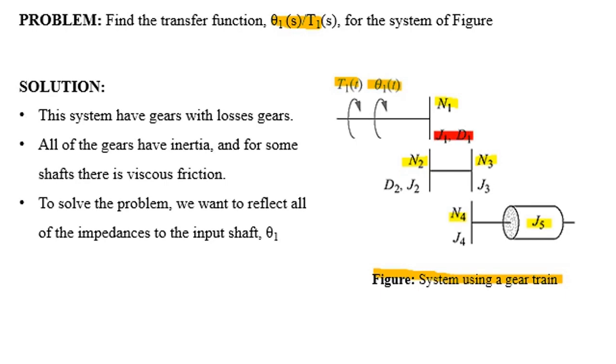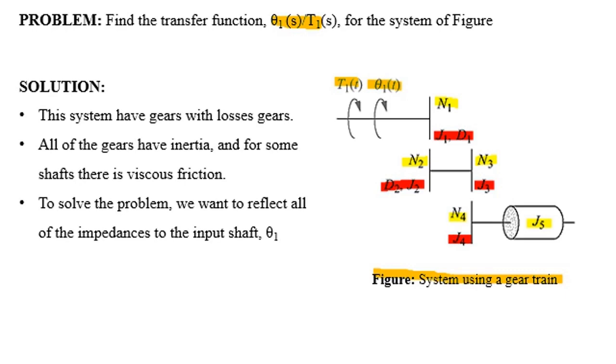Now J1 and D1 are inertial and damping components of first gear. J2 and D2 are inertial and damping components of second gear. Third gear is having only inertial component, which is J3, and fourth gear is having inertial component, which is J4.